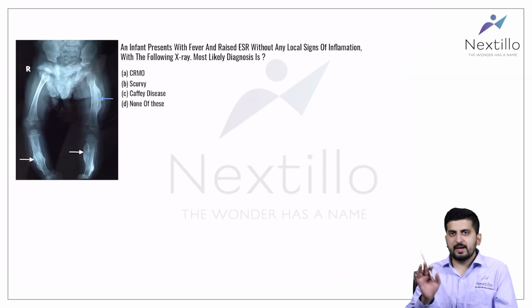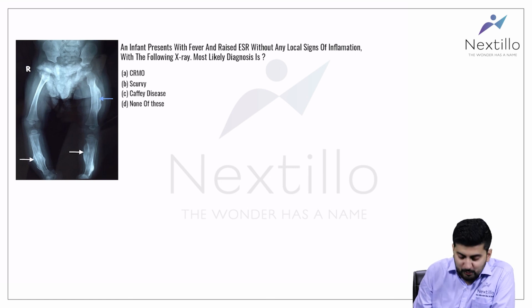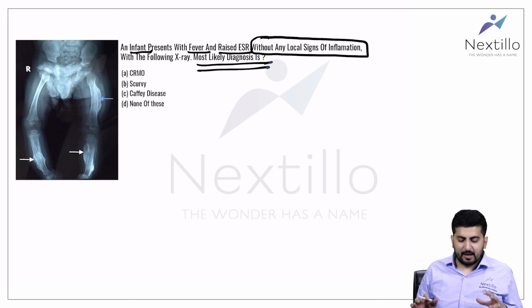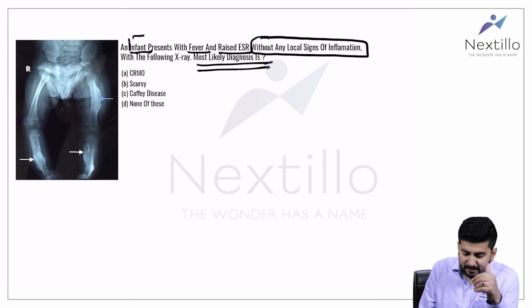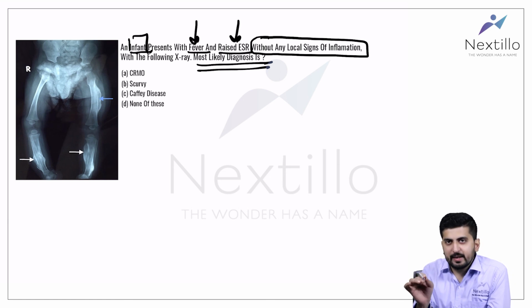Now this question is very interesting because every word in this matters, as every word changes the diagnosis of this question. Here the examiner asks you that an infant presents with fever and raised ESR without any local signs of inflammation. Which of the following, with the following X-ray, and the most likely diagnosis has been asked. Now the first thing is, it is a case of an infant. The second thing is that the patient presents with fever and a raised ESR count.